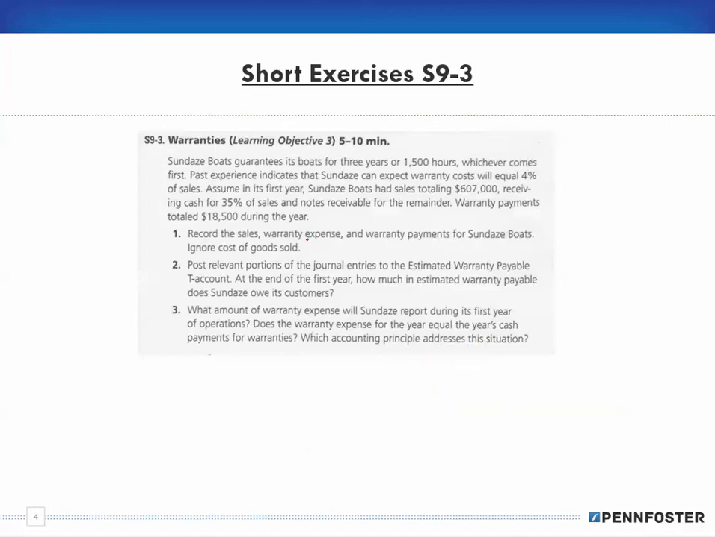Now we have to record, so we did this, record the sales. Now we're going to record the warranty expense. Okay. And the warranty costs 4% of sales. So if I have 607,000 at 4%, that gives me $24,280.